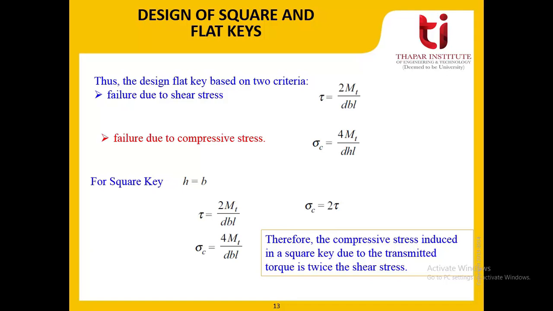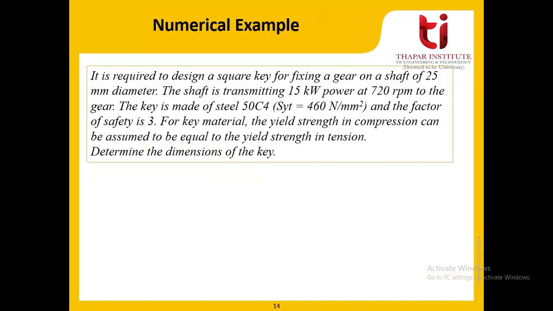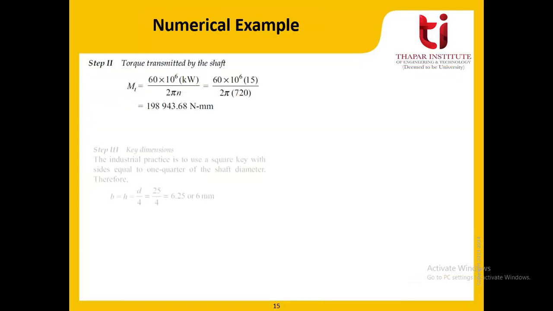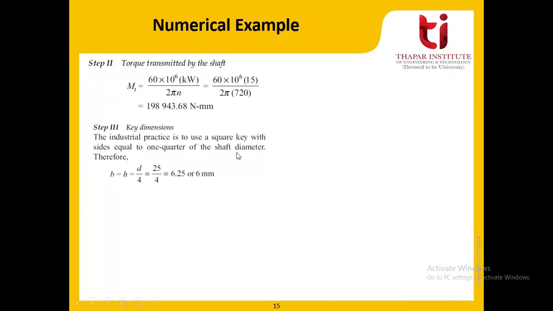So let us go back to our assumption, or standard usage of codes in industry, that indicates that for a square key you can use 1/4 of the shaft diameter. So let us say, I think it is a good assumption, B is equal to H is equal to D by 4, that is 6 mm, right? Then you can determine the length. So length will come out to be 34.60 mm. This is on the basis of shear stress.